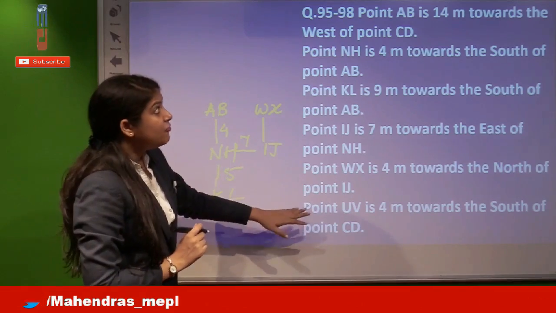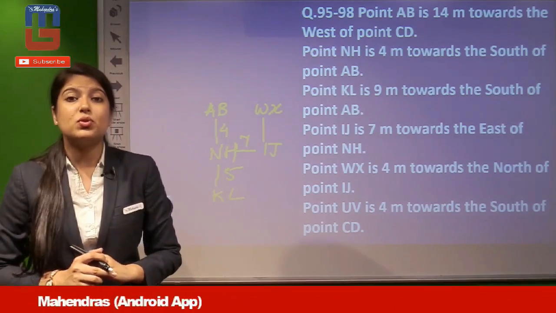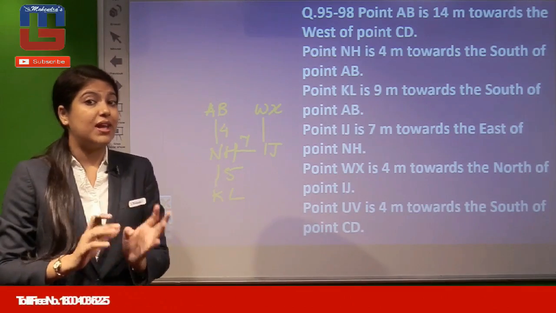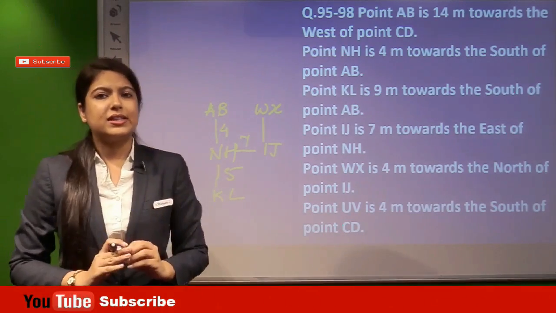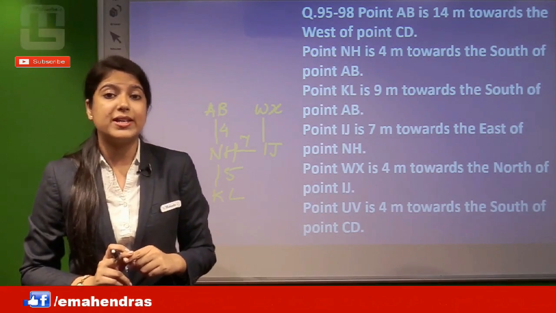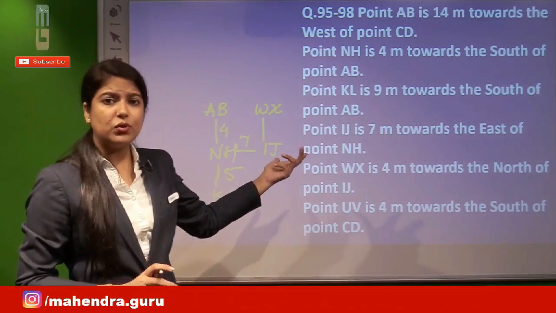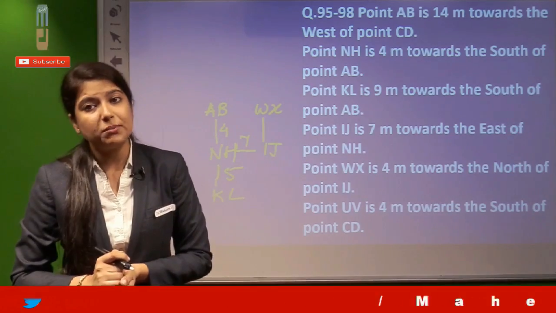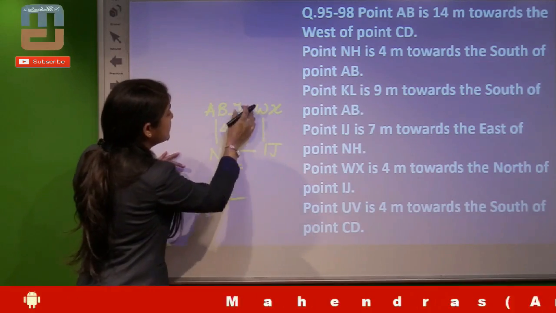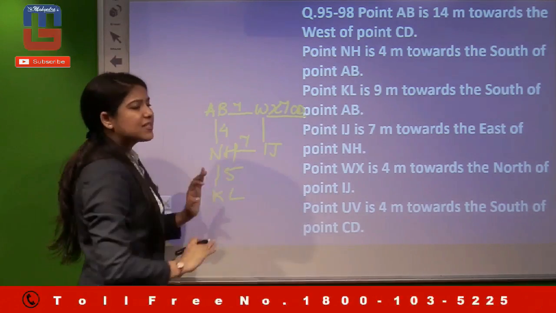For CD, we left one condition from the first part: point AB is 14 meters towards the west of point CD. This was actually the first condition for this question, which we left out while solving the conditions. No worries, this can happen to you also in the examinations. Don't panic, just take that condition and place it here. AB was here, and we know this distance is 7 because of the parallel. Again the 7 meters distance here, and this would be point CD somewhere here, right?